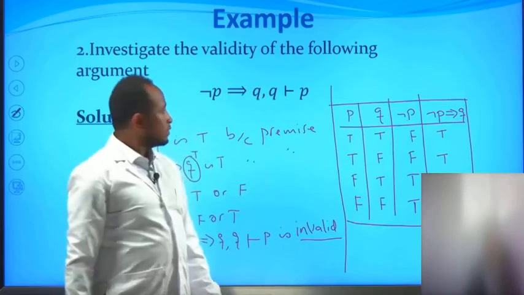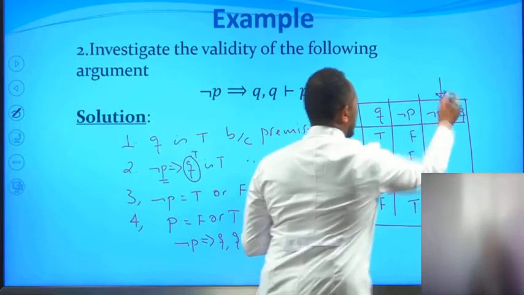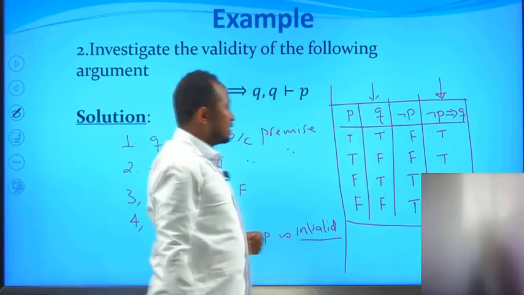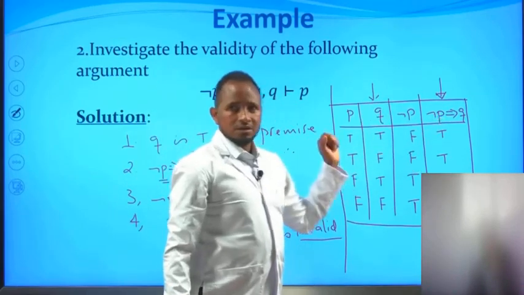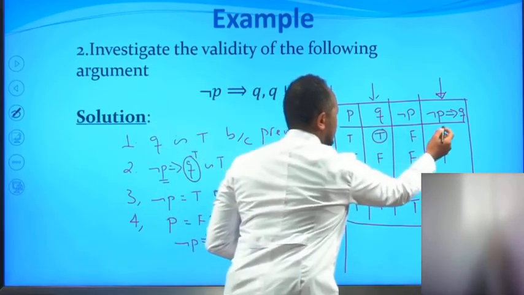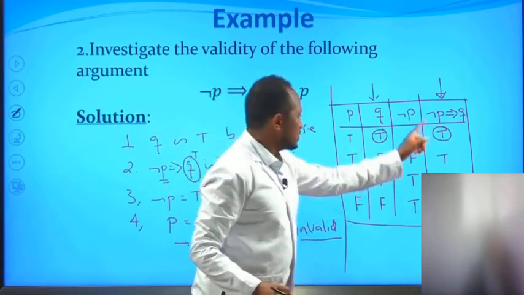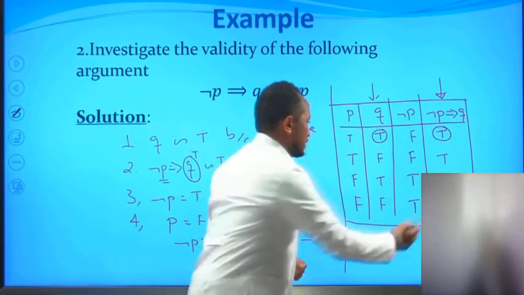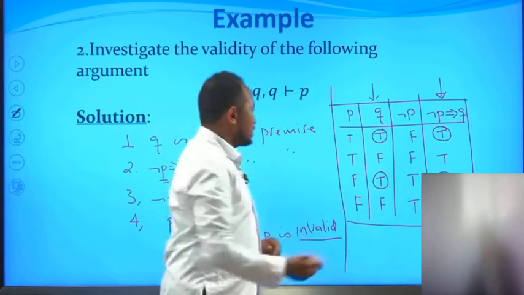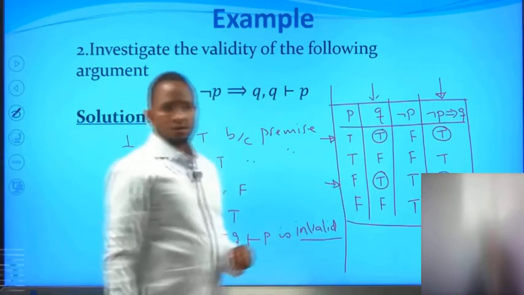Okay. Now, what are our premises? Negation of P implies Q. We have one premise here. And the other one is this Q. We have another premise. So, let's check the values where both the premises are true. Both are true on the first row. On the second row, both are not true. On the third row, both are true here. On the other, there is none. So, we check the first and the third row.